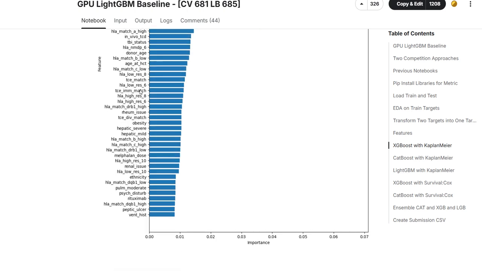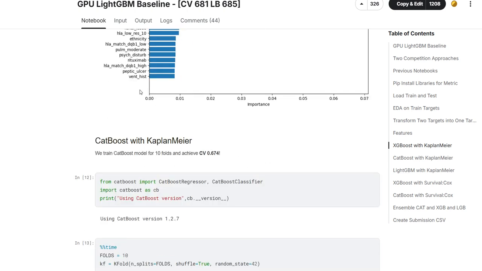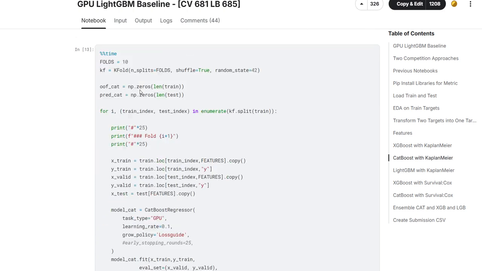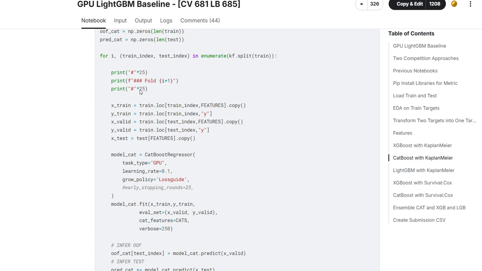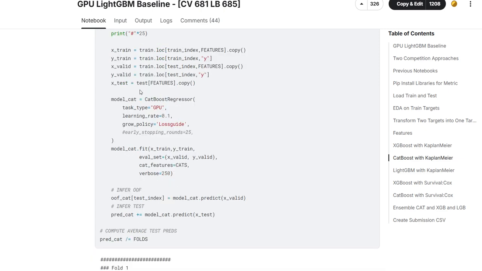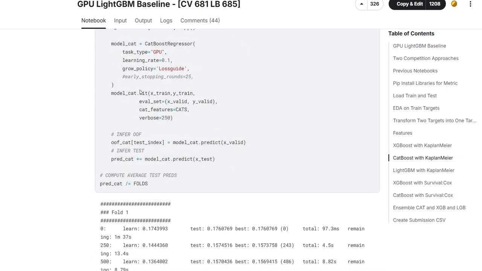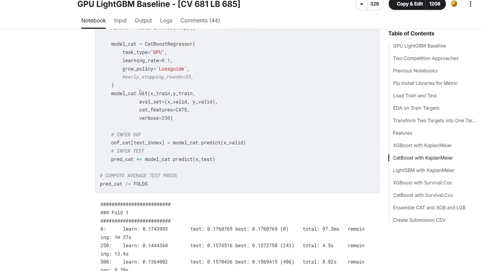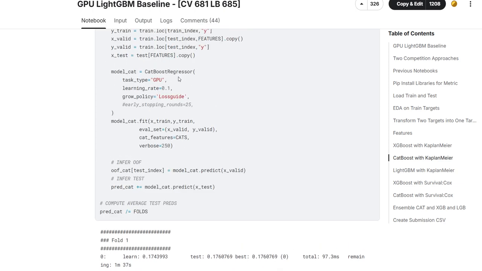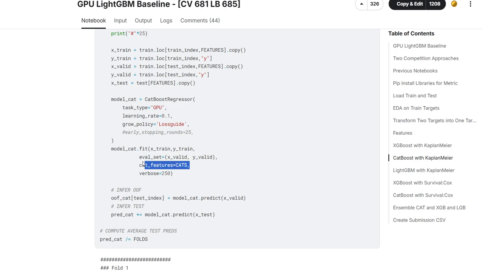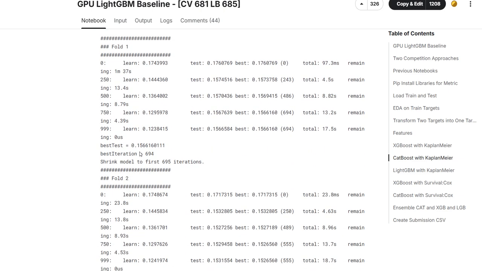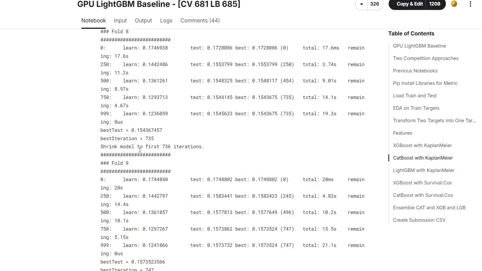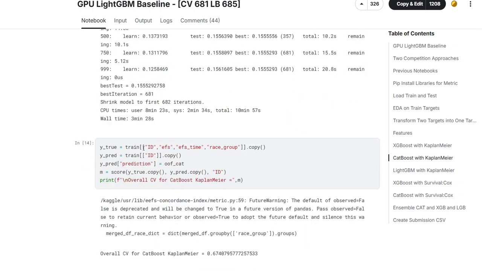The notebook then repeats a similar process with CatBoost, another powerful gradient boosting algorithm. The setup is very similar, with 10-fold cross-validation and similar parameters. Notice that CatBoost also has a parameter to handle categorical features directly, cat features equals cats. The training output shows the loss decreasing over iterations. The CatBoost model achieves a very similar CV score of around 0.674.